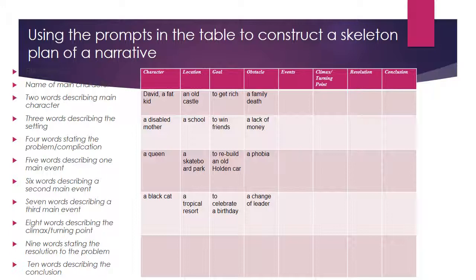But use these prompts. Now there's nothing saying that David has to be a fat kid living in an old castle whose goal is to get rich and his obstacle is somebody dying. David, after all, could be a fat kid who is at a tropical resort and his goal is to, well, probably not to build an olden car, to win friends. But he has a phobia, okay? And then we add events, and what's his climax or turning point, what's the resolution, and what's the conclusion, okay?